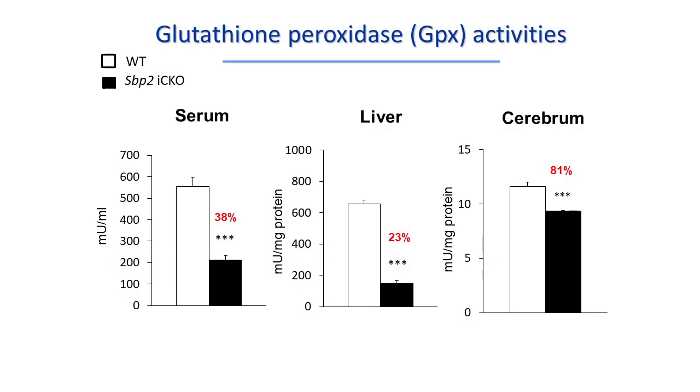Other selenoproteins are also affected, as demonstrated by the significantly decreased glutathione peroxidase activities measured in serum, liver, and cerebrum. This establishes our Sbp2 inducible knockout mice as a suitable model for the investigation of the syndrome of Sbp2 deficiency.